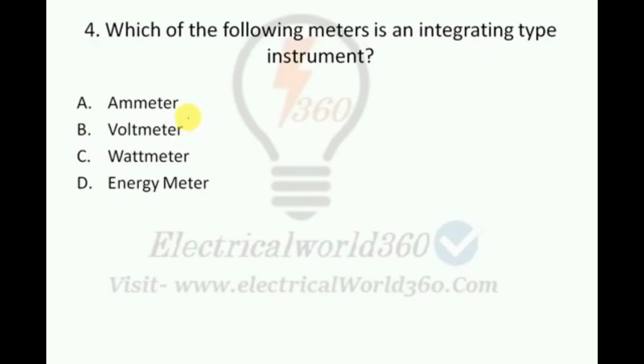Coming to the next question. Question number 4. Which of the following meters is an integrating type instrument? Ammeter, voltmeter, wattmeter, energy meter. So in this case, the right answer is option number D. Energy meter is an integrating instrument, and the other three, that means the ammeter, voltmeter, wattmeter, these are the indicating instruments.